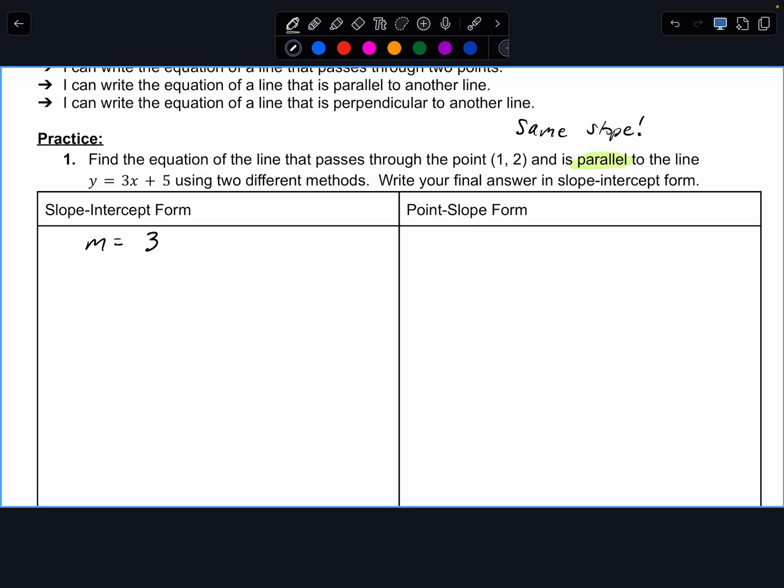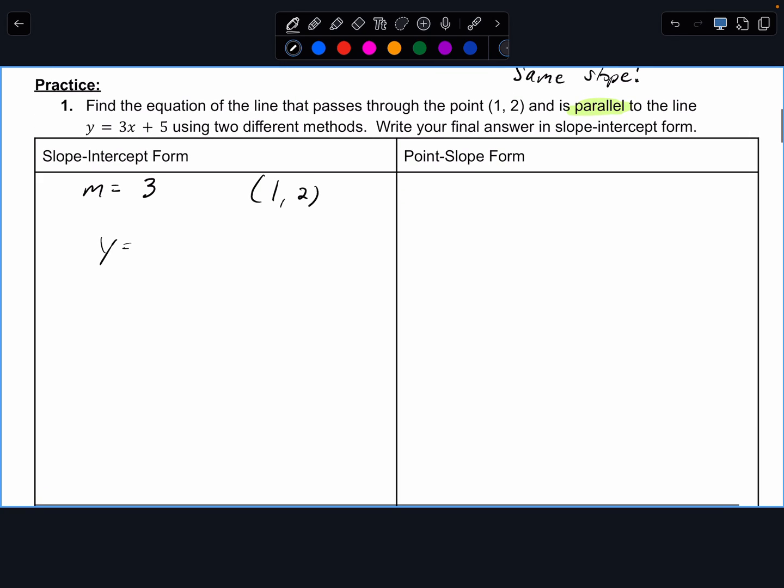Now, do you see the plus 5 in that equation? Do I care about that? I do not, right? All I pull from that is the slope. What is our point that it's going through? It's going through 1, 2. So I'm going to do this 2 different ways. The first way I'm going to do is called using slope-intercept form, which you guys told me is y equals mx plus b. All right, so what do we know? We know that m is 3. So I'm going to put 3 here.